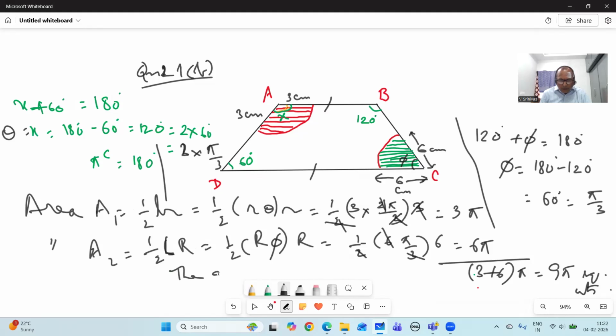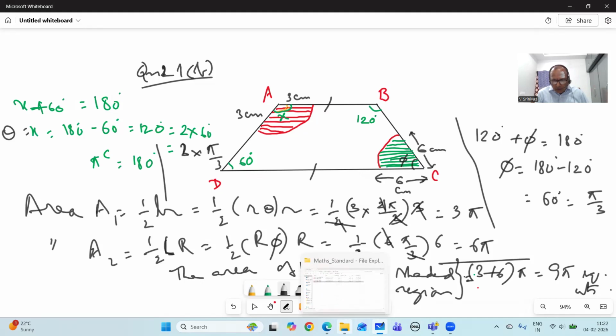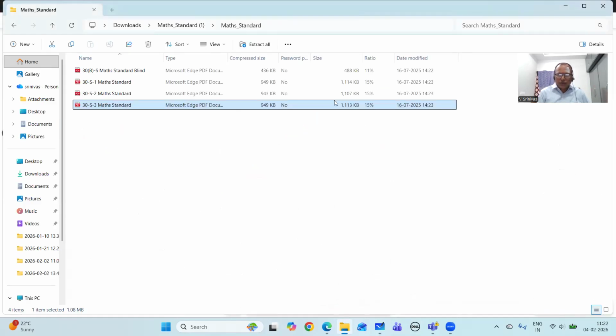The area of the entire shaded region is equal to the sum of these two areas. Means this region union this region, this portion union this portion, that is the region for which we need the area. So we have to add these two areas, 3 pi and 6 pi, it becomes 9 pi square units. Okay, so that completes. Now let's go to the next question.